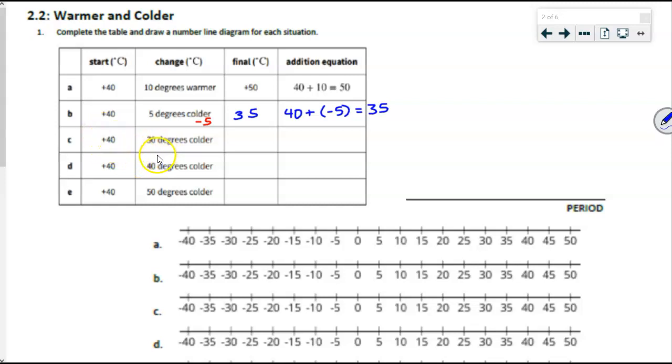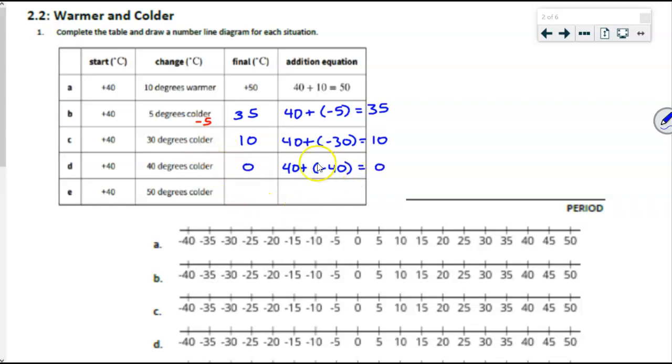40 degrees, and it gets 30 degrees colder. Jaden. Yeah, 40 degrees plus a negative 30 degrees, keeping it an addition equation, is equal to 10 degrees. So the final thing after it gets 30 degrees colder is it is 10 degrees Celsius. Next one, D, 40 degrees, and it is now 40 degrees colder. Caitlin, S. Love it. 40 plus a negative 40 is equal to 0. So the final temperature there is 0.